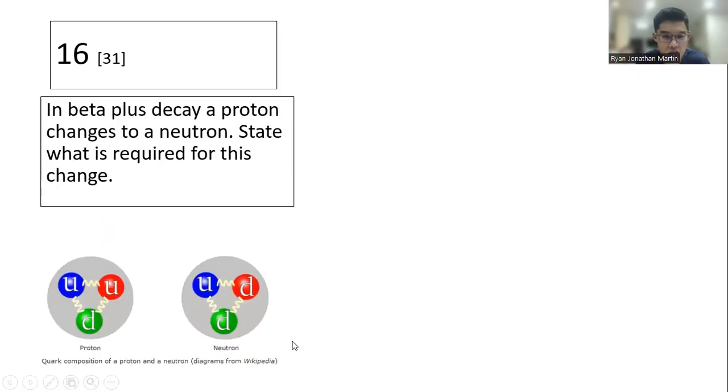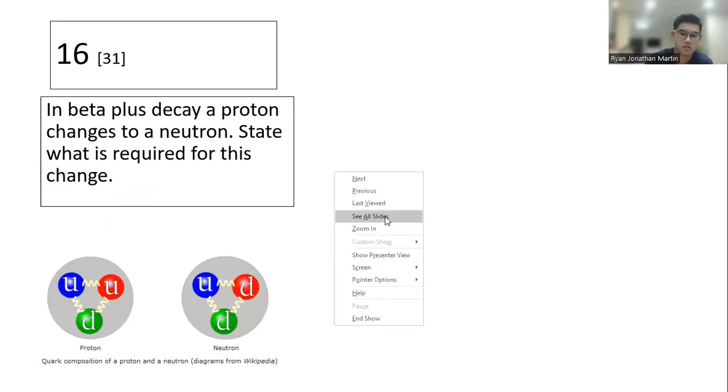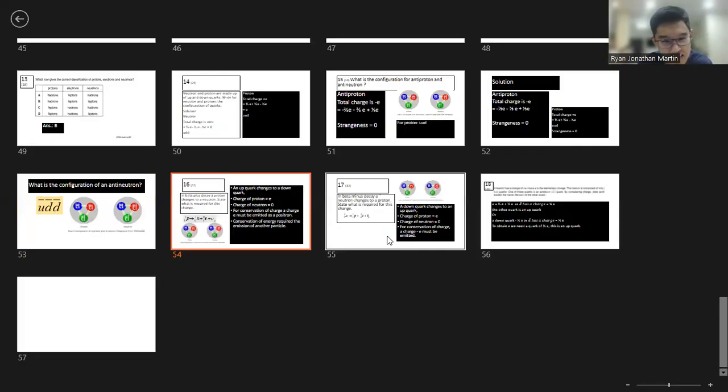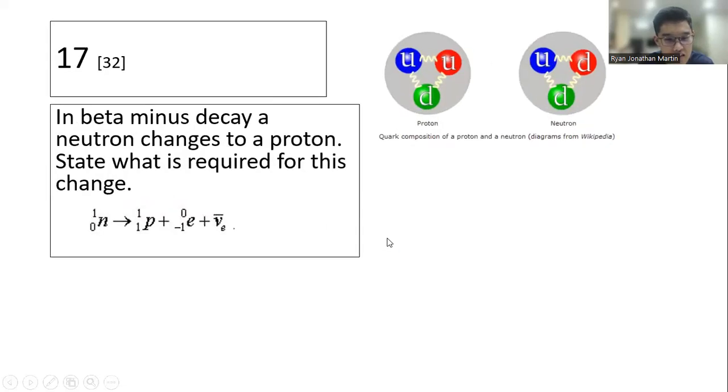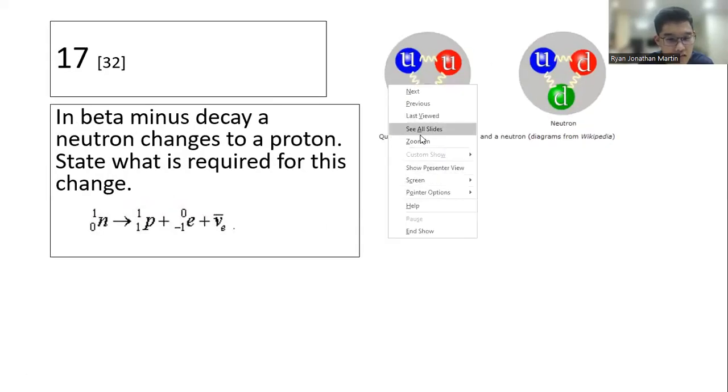It was well worked out. I don't think we need to worry about this one. It's more or less the same thing. This is the same thing also.